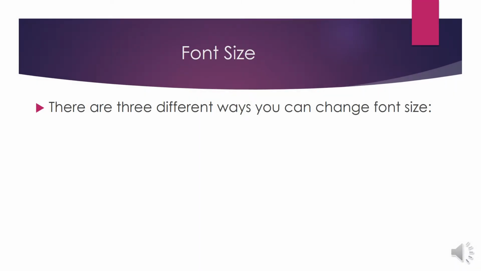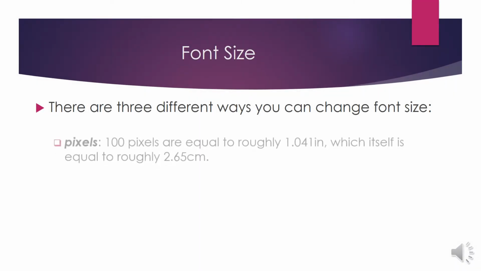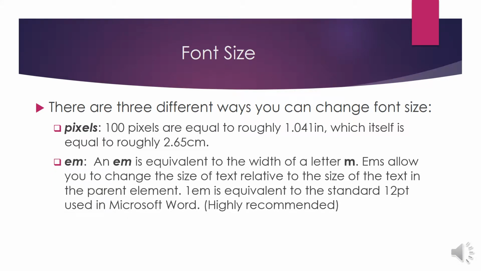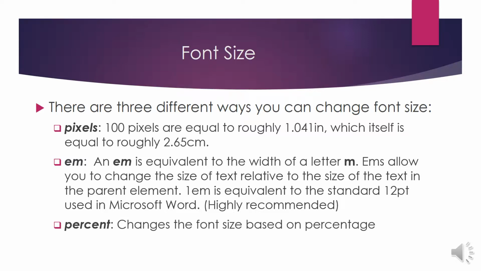There are 3 different ways you can change font size. You can use pixels. You may use EM. EM is equivalent to the width of the letter M. One EM is equivalent to the standard 12-point used in Microsoft Word, and I highly recommend that you use EMs. They're easier to deal with and their numbers are lower. You can also use percent. It will change the font size based on percentage.